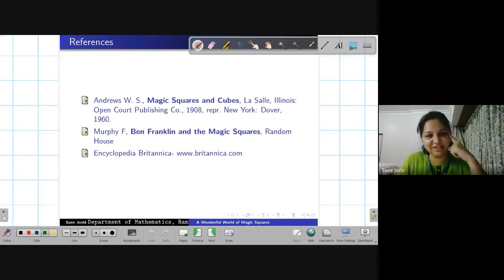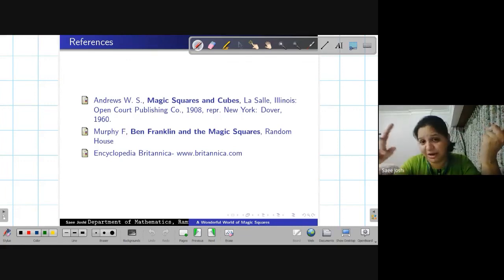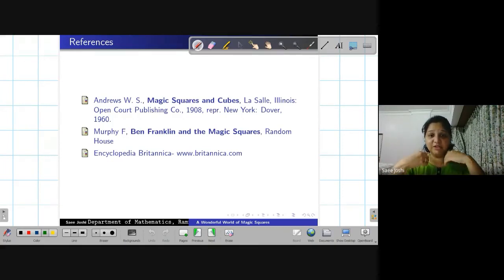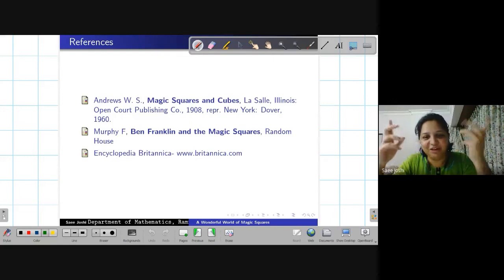So these are the references. You can see the first reference is maybe easy for some of you. The 6 by 6, 10 by 10 techniques are given in this. This is by W.S. Andrews, and the title is Magic Squares and Cubes. This even has some concepts of Benjamin Franklin's magic squares, magic circles, and there is something also called magic stars apparently. So you can check that out in this book just for fun.